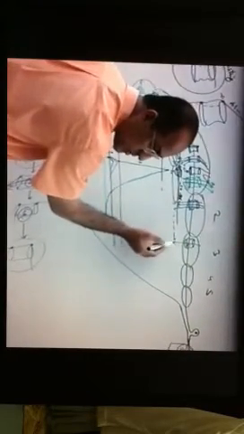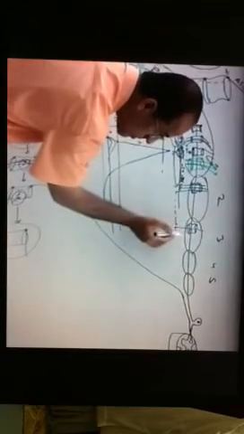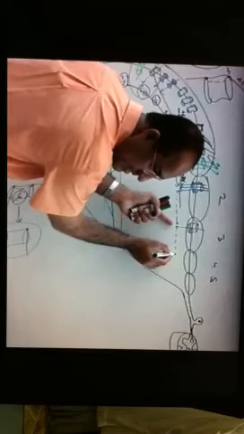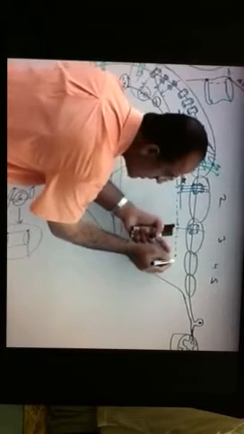Again, let's suppose now this is my arm, and inside it there is a neuron which is taking information to the central nervous system. Someone touched here.